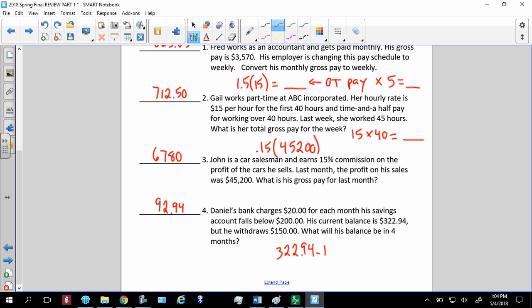Daniel's bank charges $20 if he falls below $200, so he's sitting at $322.94, and then he withdraws $150 and he gets a number. Now this number is obviously lower than $200, so he's going to be charged, but it's going to be for 4 months. So I'm going to multiply that, or I'm sorry, not multiply it. I was doing so good until I started messing up. And then I'm going to subtract $80 because it's $20 each month for 4 months.